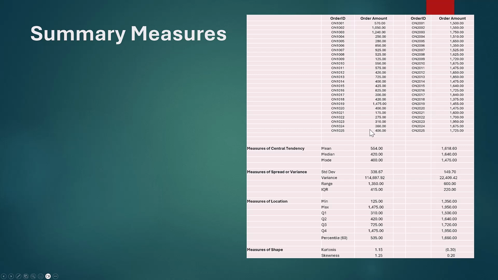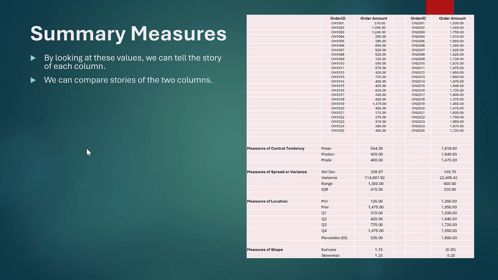Now, this data has only 25 rows of records, but you could have these summary measures for millions or billions of rows of data, with only so many summary measures. And just by looking at this, I can tell a story. By looking at these measures, we can tell the story of each column. We can even compare the stories of the two columns.